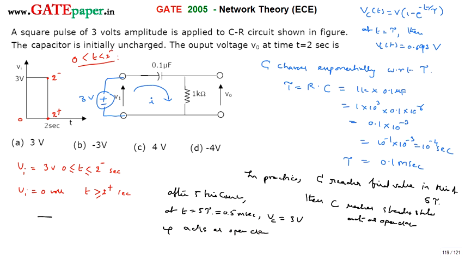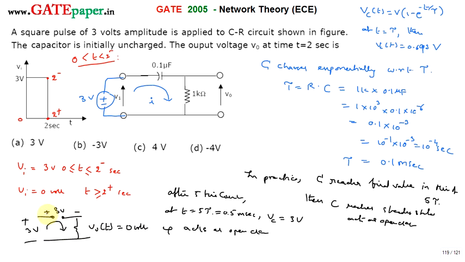So the circuit is now looking like V0 of t with 3 volts present over here, plus minus, and 3 volts you are applying over here. V0 of t will become 0 volts because the entire applied voltage of 3 volts is taken by the capacitor. No voltage is present across the resistor. Otherwise you can think in this way.